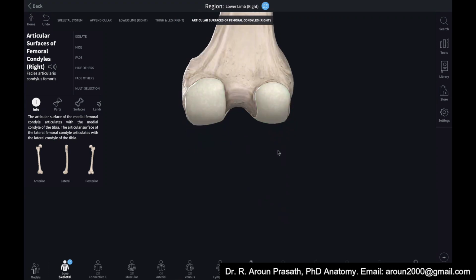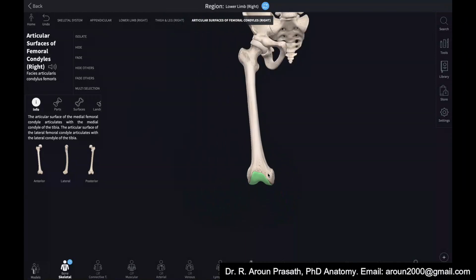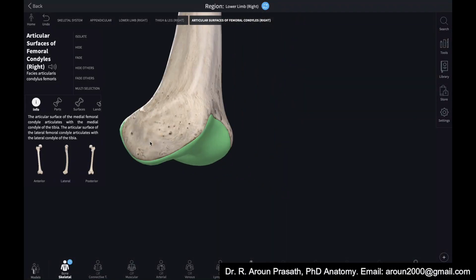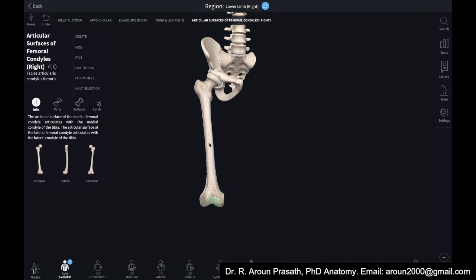Now, in the lateral aspect of the femur, you can see there is a prominence. This prominence is called the adductor tubercle. So these are various parts of the femur, and femur fracture is very common in old age.